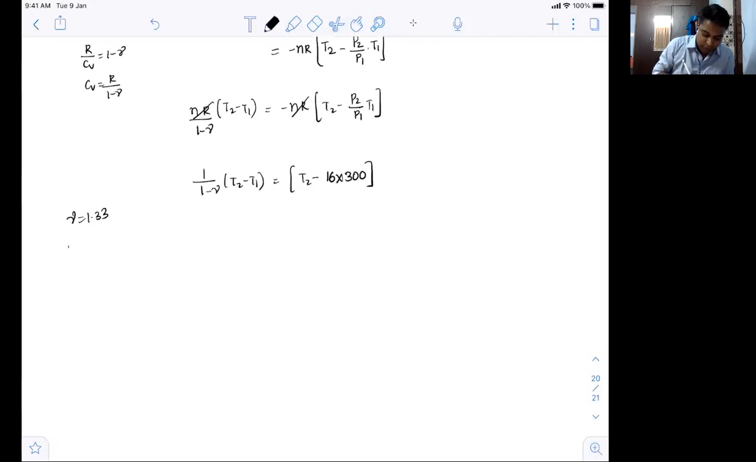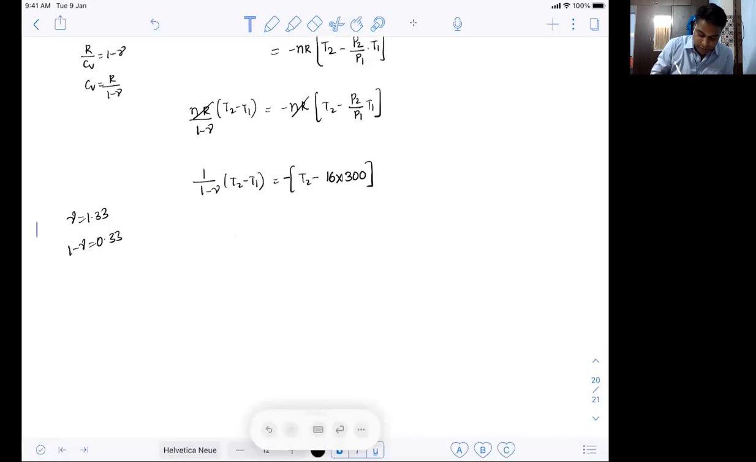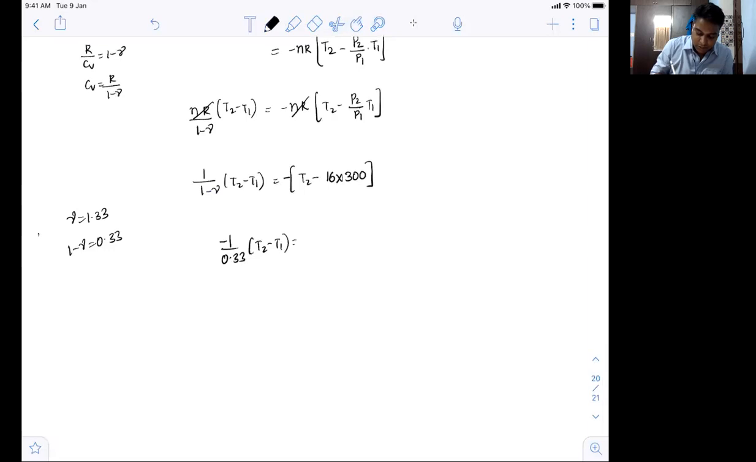So 1 minus gamma will be equal to minus 0.33, and the negative sign is still carried. So this is minus 1 by 0.33 into T2 minus T1 is equal to minus of T2 into 16 into 300.